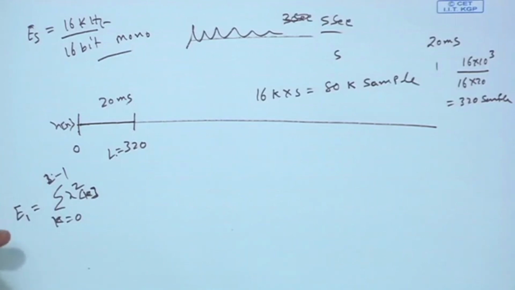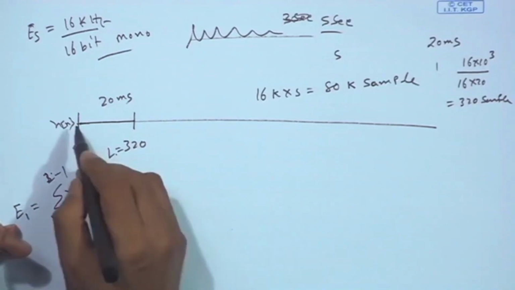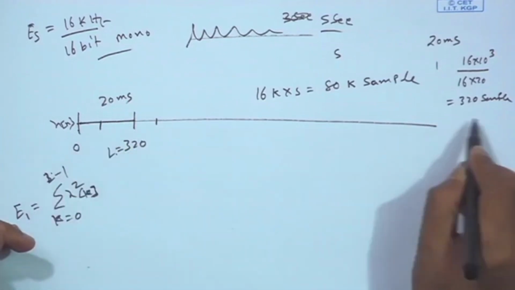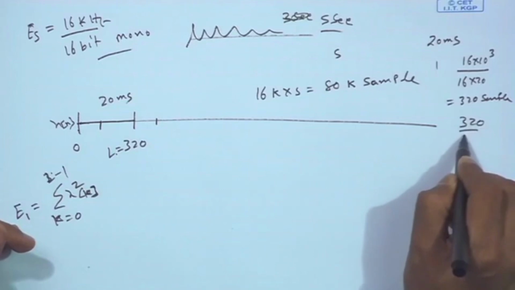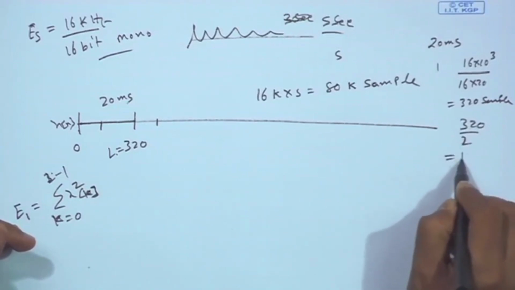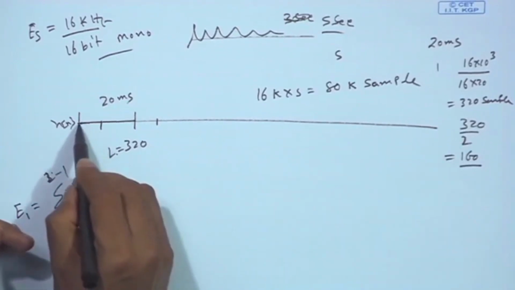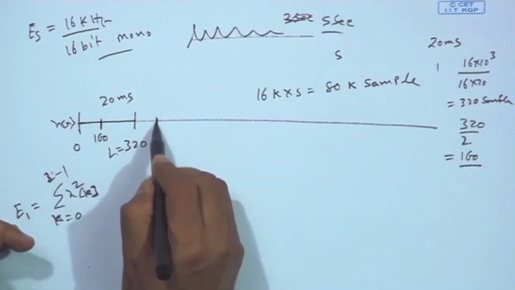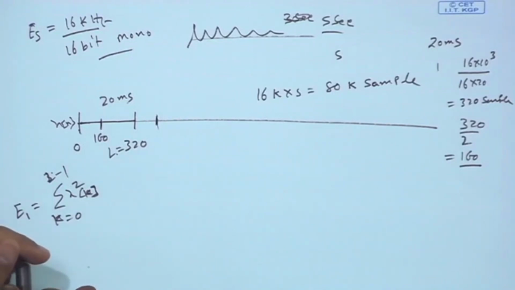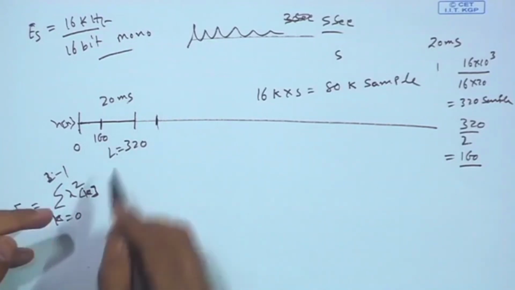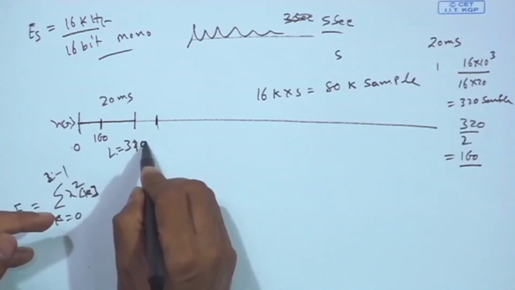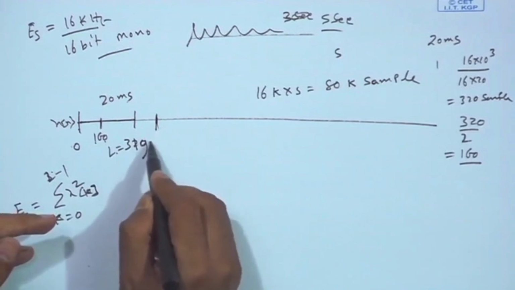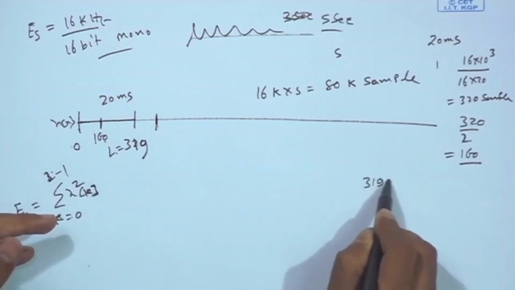So, first frame power I get. Then I shift this frame by 10 millisecond. That means 10 millisecond is 320 divided by 2, so that means 160 samples. So, I take another window starting from sample 160. This first window is sample 0 to 319, and the next one starts at sample 160, so here it will go up to 319 plus 160.